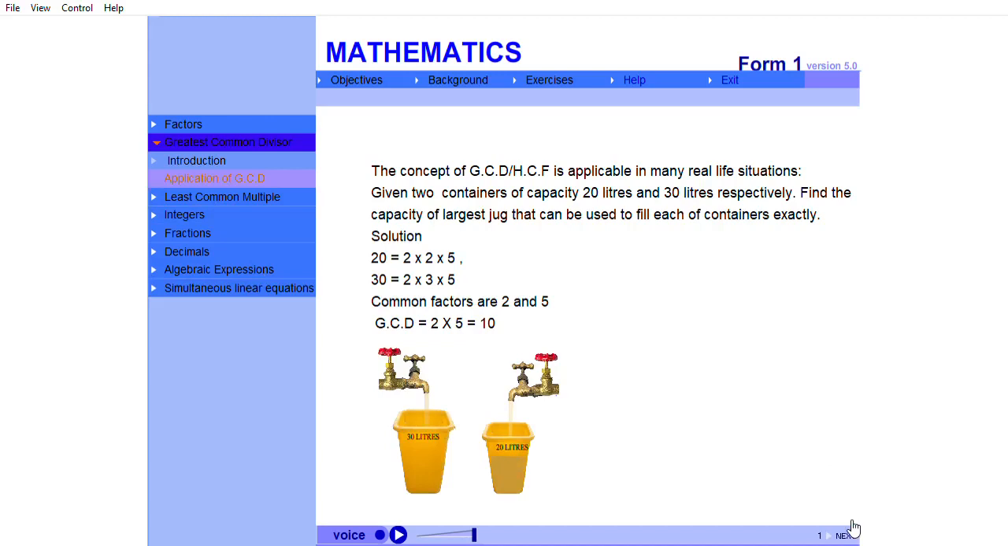Application to real-life situations. Given two containers of capacity 20 liters and 30 liters respectively, find the capacity of the largest jug that can be used to fill each of the containers exactly.